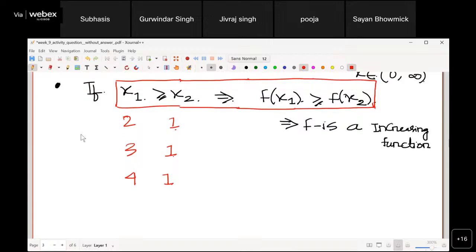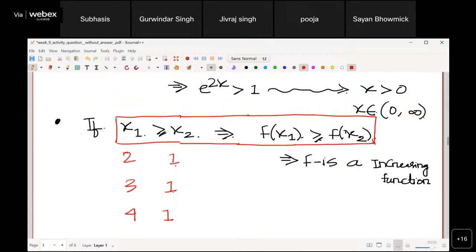You have to check for all such x1 and x2 such that x1 is greater than or equal to x2. So you have infinitely many possible choices. If you check one by one, it's never going to end. So you have to use a general method. You can take fixed values when your domain is a finite set, but for an infinite set, that procedure won't work.